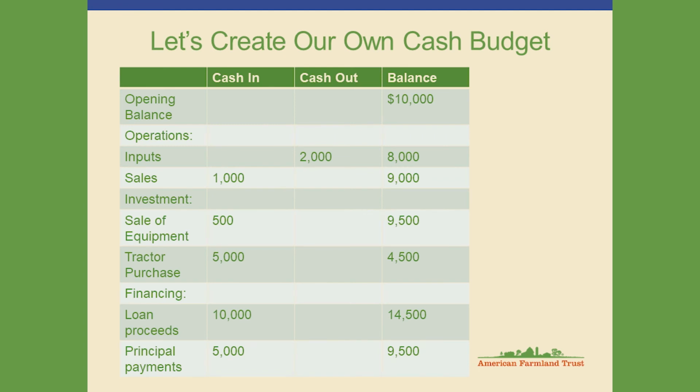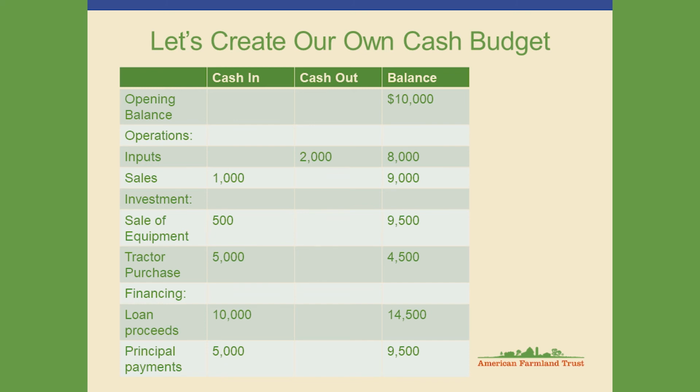So now we're going to create our own cash budget. I don't have a handout for this, but this would be a learning exercise. This would be a cash budget, an example for one month. So we start off the month with $10,000 in the checking account. And then we have different categories here. We have operations, investment, and financing.